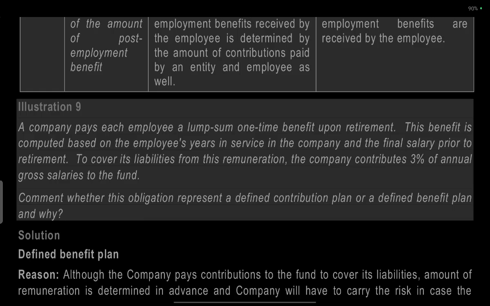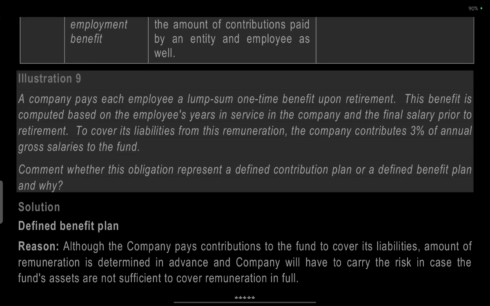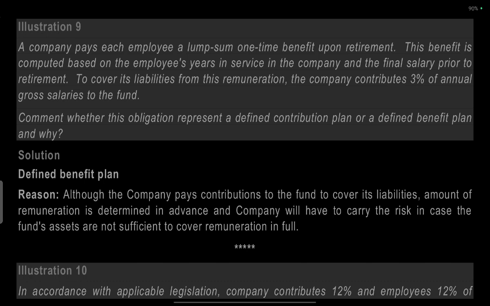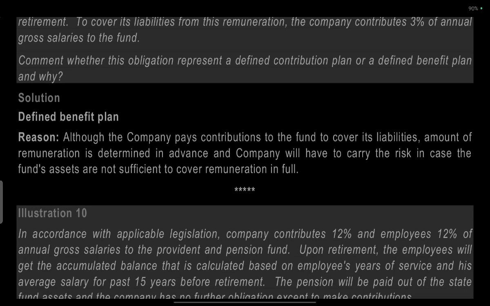Illustration 9. The company pays each employee a lump sum, one-time benefit on retirement. The benefit is based on the employee's years of service in the company and the final salary prior to the payment. The company pays contributions to the fund, which covers the liability. The amount of remuneration is determined in advance, and the company will have to carry the risk in case the fund assets are not sufficient to cover the remuneration in full.